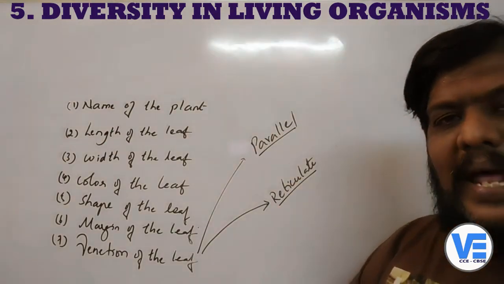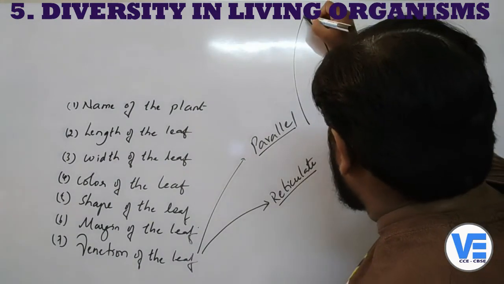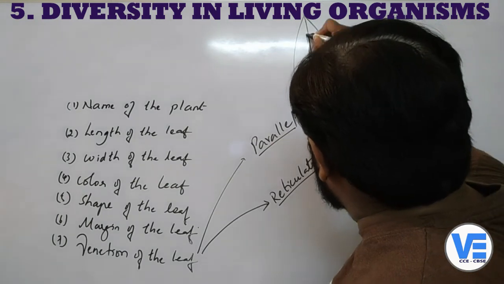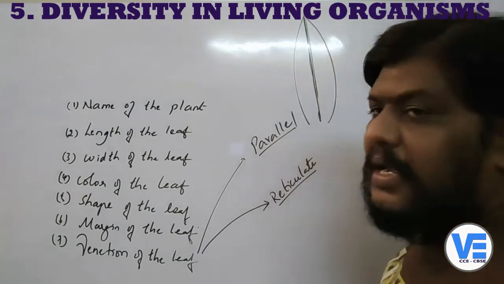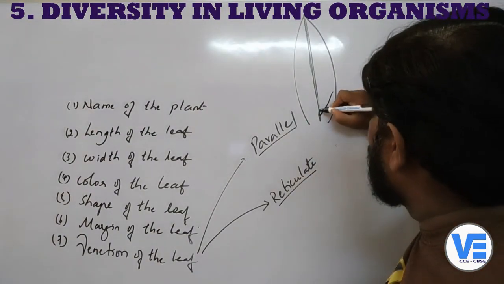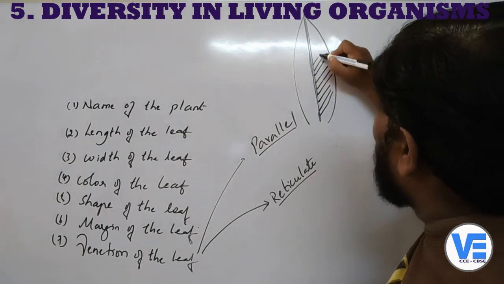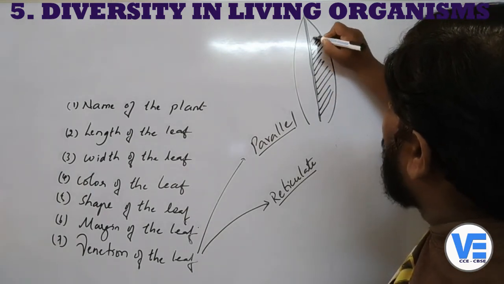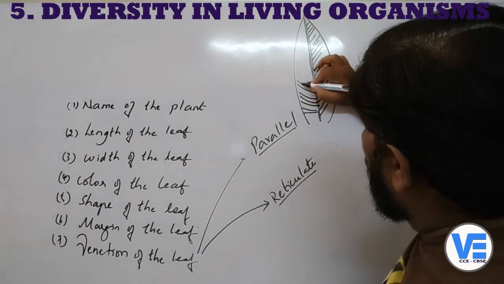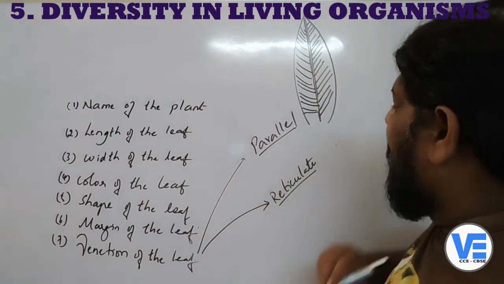When you come to the parallel venation, like when you take the leaves of the maize or the rice plants, venation means the arrangement of veins. When you take a leaf, this one is called the midvein. These are all the veins which are arranged parallel to each other. That's why this venation is called the parallel venation.